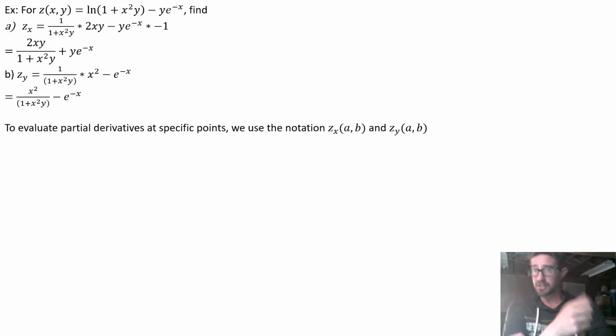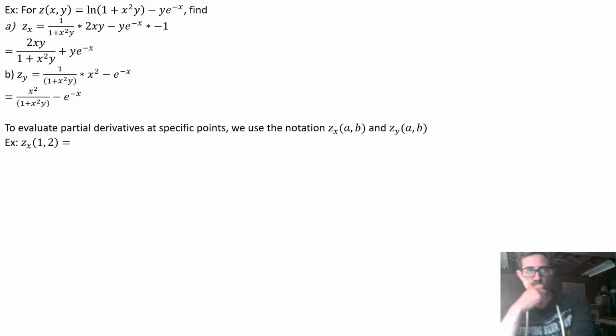So remember what these numbers actually are. They are slopes of tangent lines, either going that way or that way. So when x is 1 and y is 2, we still go x, y. And when we're talking about an ordered triple in space, we go x, y, z. So zx of (1, 2), all I mean there is just plug 1 in for x and 2 in for y. You're going to get some specific number. That number is a rate of change, a slope of a tangent line.